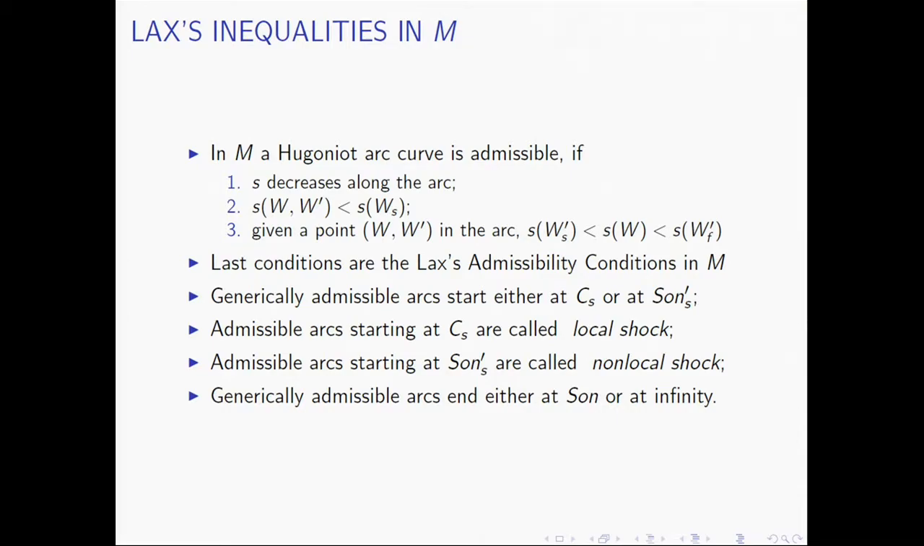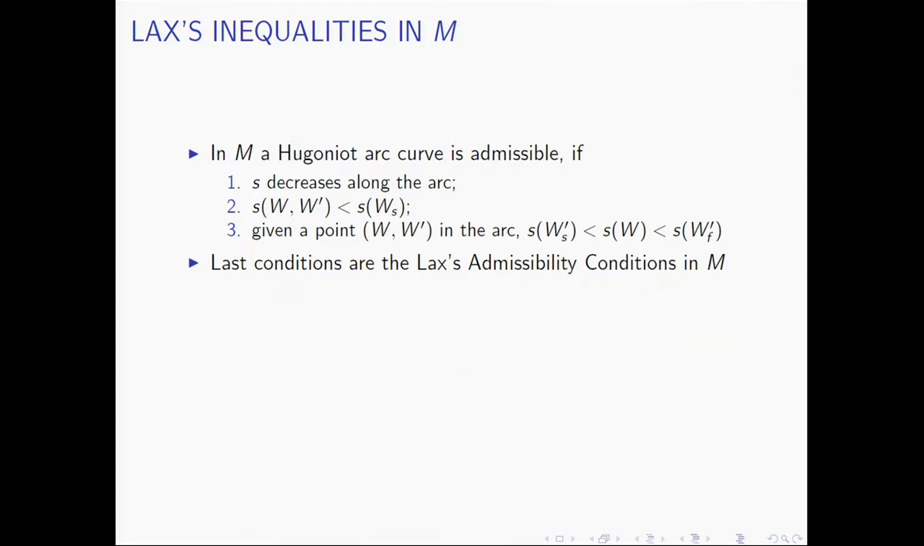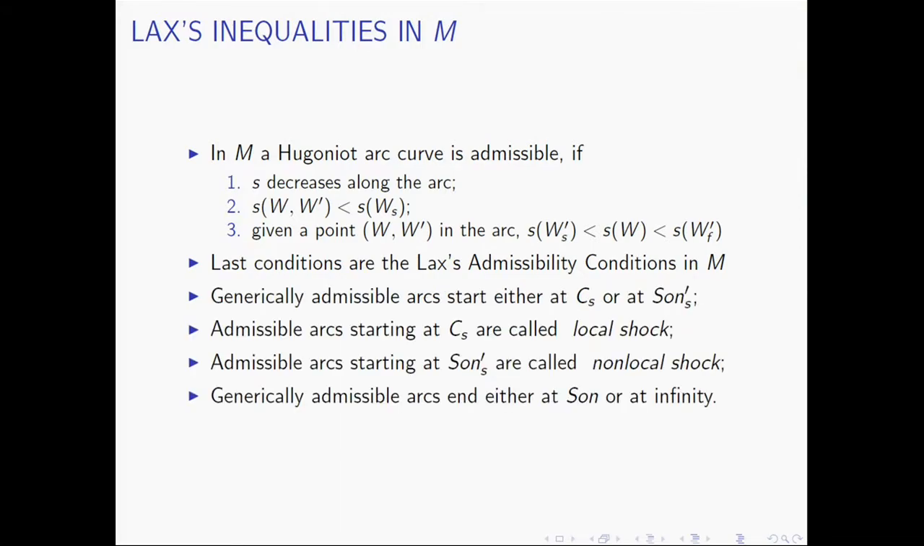Summarizing, we have the following. Generic admissible arcs start at CS or at some sonic prime S. Admissible arcs in CS we call local shocks. Admissible arcs starting at some sonic prime S are nonlocal, and the generic arc ends either at some point or at infinity. These conclusions are the interpretation of the Lax condition, the geometric Lax condition.